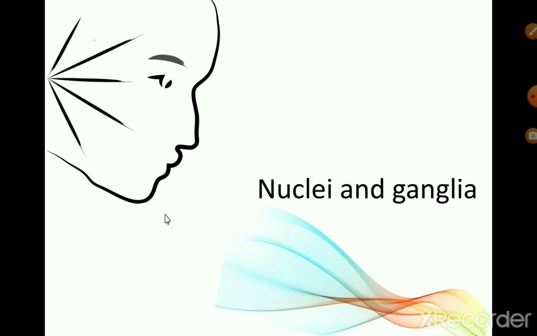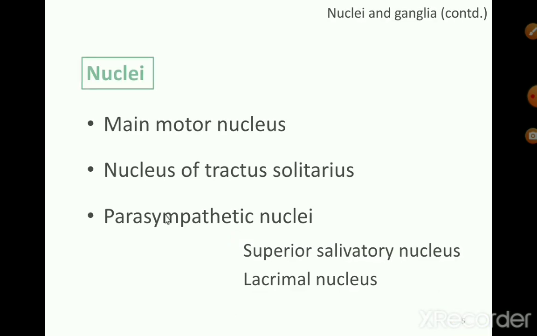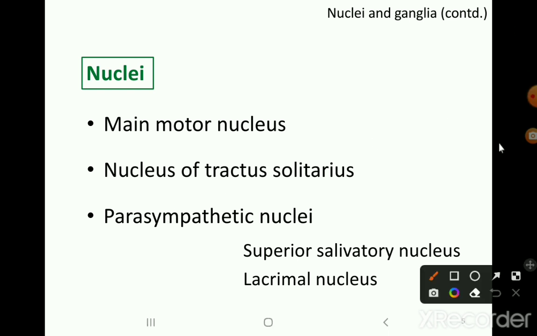Facial nerve has nuclei and ganglia. The nuclei are the main motor nucleus, nucleus of tractus solitarius, and parasympathetic nuclei. And the parasympathetic nuclei are superior salivatory nucleus and lacrimal nucleus.